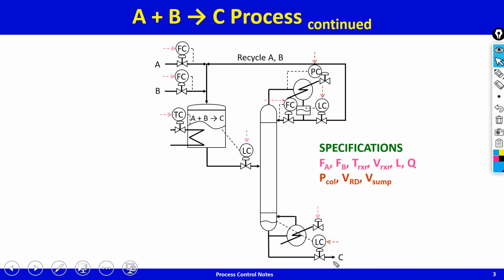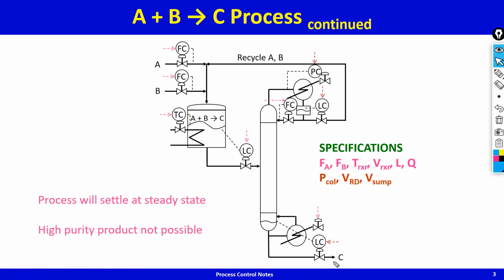So here the specifications are FA, FB, T reactor, V reactor, reflux rate, steam rate, column pressure, volume of the reflux drum and volume of the sump, and the process will settle at steady state because the material and energy balances are being closed, and there is also a way possible for the overall material balance on the plant to close, because the excess A or B will have a way out down the bottoms of the column, because we are not trying to control the product purity. So whichever component is excess A or B, that excess A or B will find its way out down the bottoms. The flip side is high product purity is not possible.